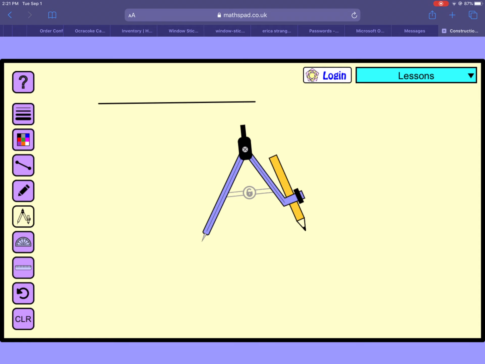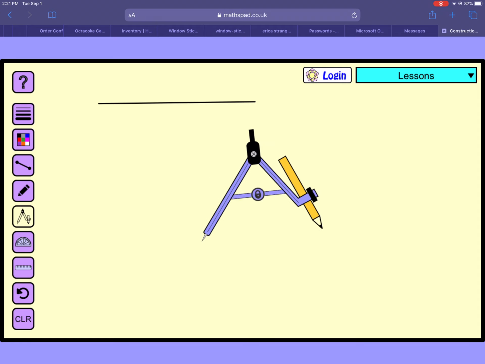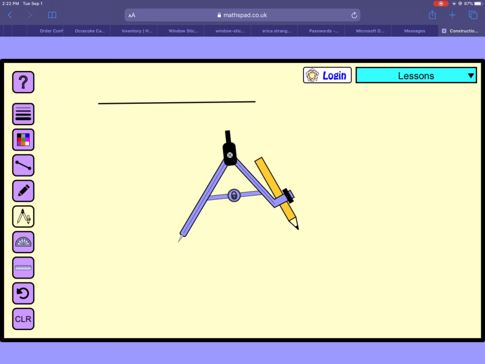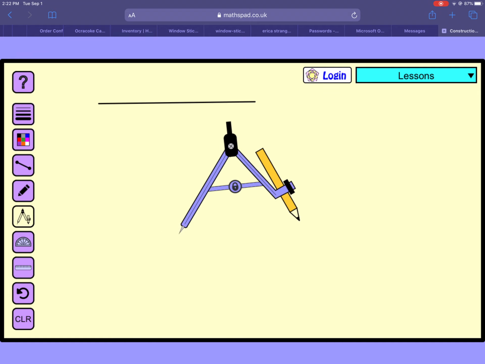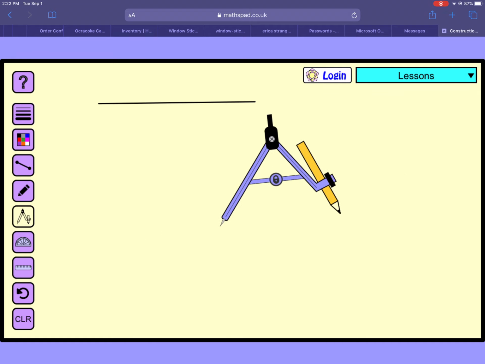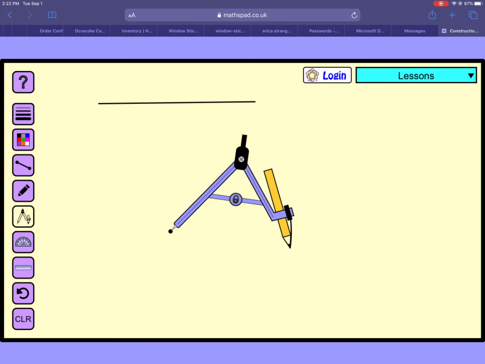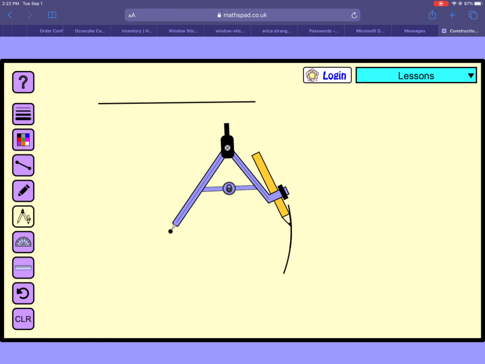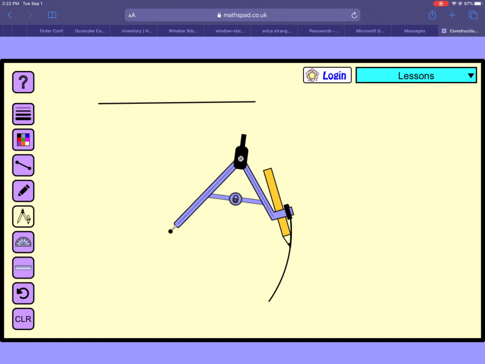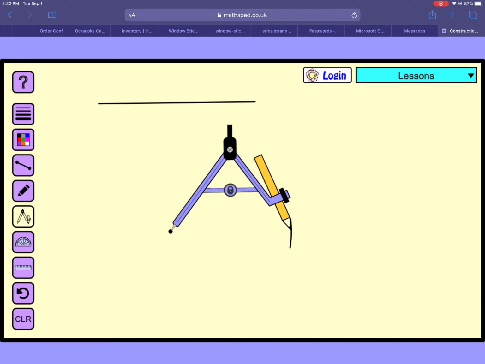Once I get it to the right length, I would hit the lock button, and then it keeps it there. If I touch the metal part on the left, that's the part that allows me to move it around wherever I want. And if I want to draw, I actually have to touch the black part, which allows me to make my arc. So I just spin it up and down to make my arc. Let me get rid of that because I don't want to use that.